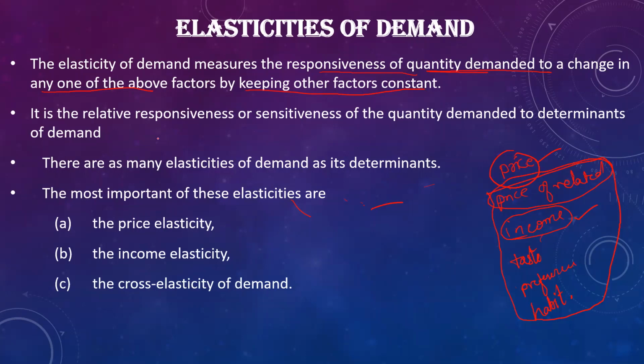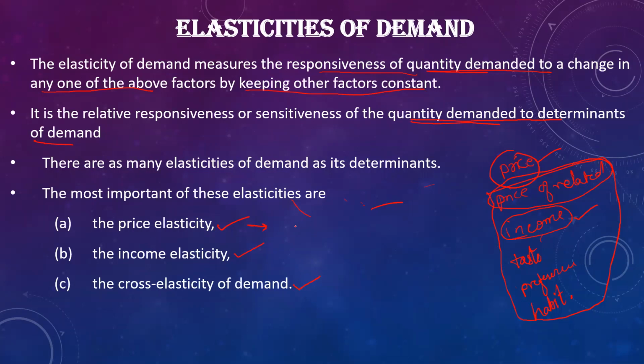So it is relative responsiveness or sensitiveness of quantity demanded to the determinants of demand. Because of change in determinants of demand, how the quantity demanded will change, that is indicated by the elasticity of demand. So there are as many elasticities as there are determinants. But most important, we have price elasticity, income elasticity, and cross elasticity of demand.